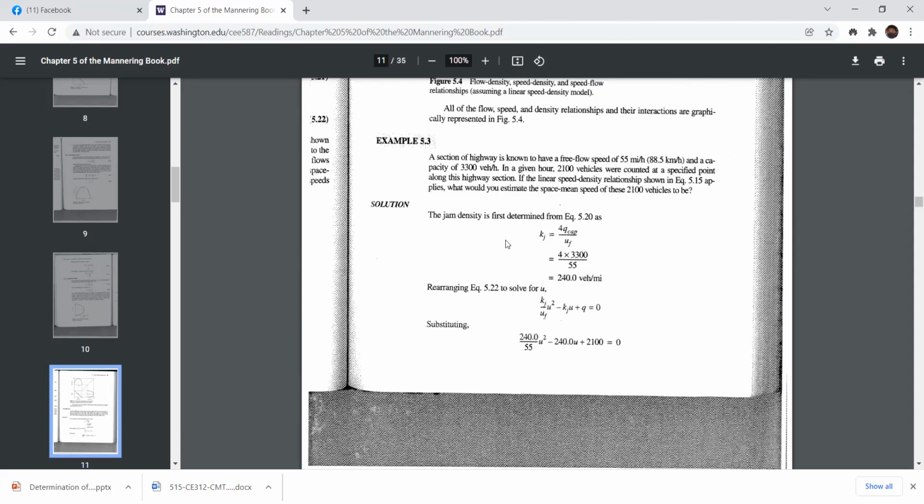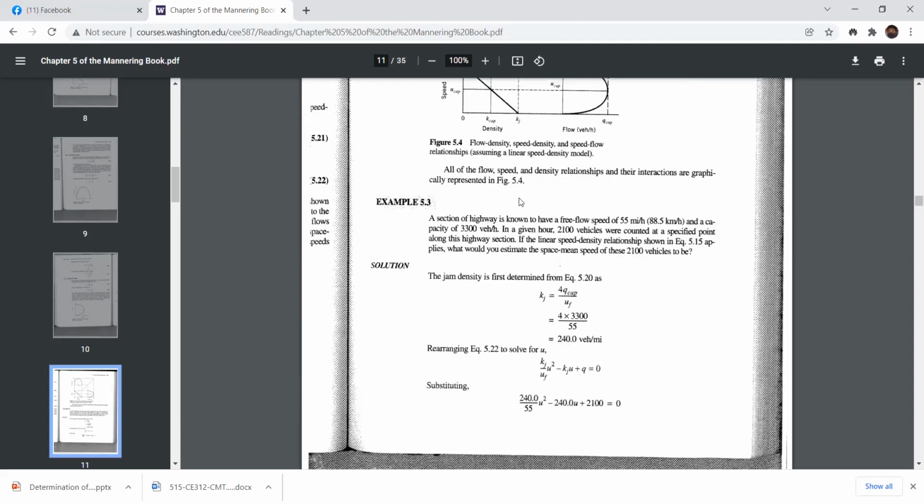So for example, a section of highway is known to have a free flow speed of 55 miles per hour or 88.5 km per hour and a capacity of 3,300 vehicles per hour. In a given hour, 2,100 vehicles were counted at a specified point along this highway section. If the linear speed density relationship shown in this figure applies, what would you estimate the space mean speed of these 2,100 vehicles to be?